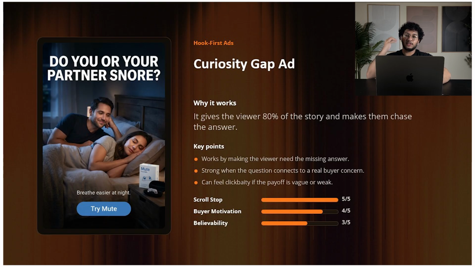But I'm not going to put it in S tier because curiosity can become clickbait. If the answer is weak, vague, or disconnected from the product, the viewer feels tricked. So this is a strong format, but the payoff has to be real.